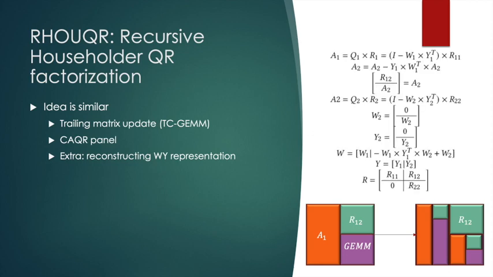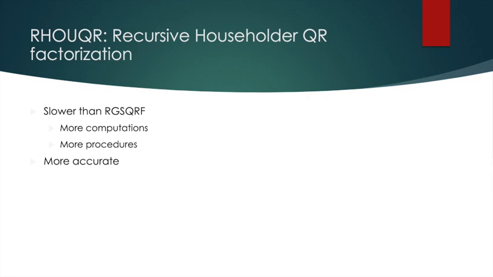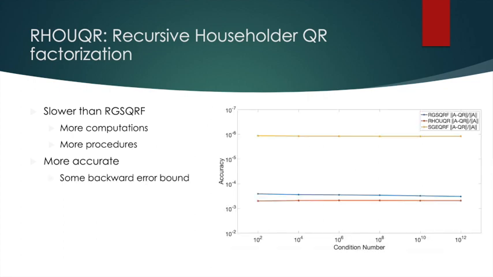The difference between RHOUQR and RGSQRF is that we are using WY representation to maintain the orthogonality. There's an extra process. Remember, in CAQR, the output is an explicit Q rather than WY representation. Therefore, we need to reconstruct the WY representation from the explicit Q. RHOUQR speed is lower than RGSQRF because of more arithmetic operations from this extra process, but when the matrix is square, they perform at the same level. It's because we have a better kernel implementation in RHOUQR. Actually, it's the same strategy we introduced in the second kernel. For accuracy, both the backward error and orthogonality of RHOUQR are bounded by the machine epsilon.